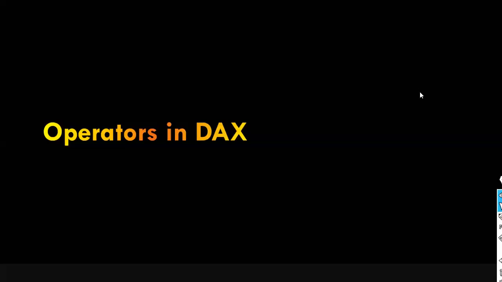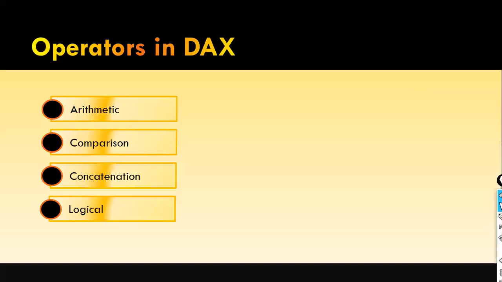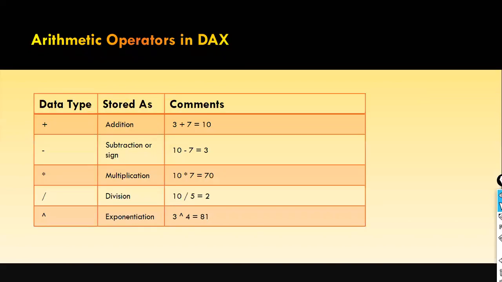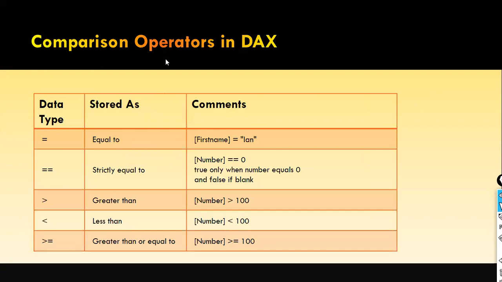Like in other programming languages, here also you have the arithmetic, comparison, concatenation, and logical operators. So for addition you need to use plus, then subtraction, multiplication, and for division and exponentiation you need to use these. That's all. Okay, and these are the comparison operators.